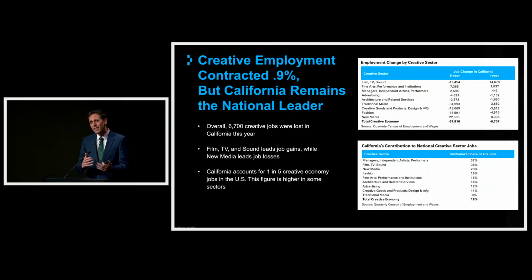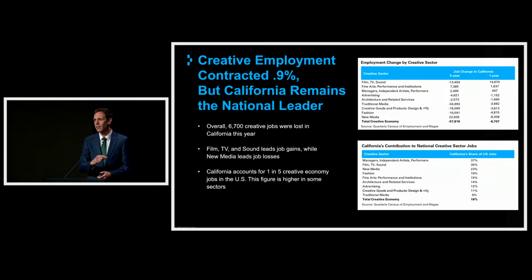Despite some of the negative headlines that might have surrounded the creative economy over the past few years, it is important to remember that California does remain the national leader. If you were to take a look at the bottom table here, it shows California's contribution to national jobs, to all jobs in the US across each of these creative economy sectors. So across the entire creative economy, California accounts for 18% of all jobs within the nation. So around 1 in 5 creative economy jobs are found here in California.